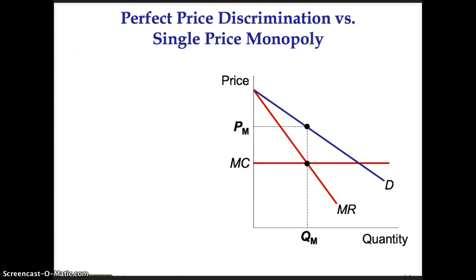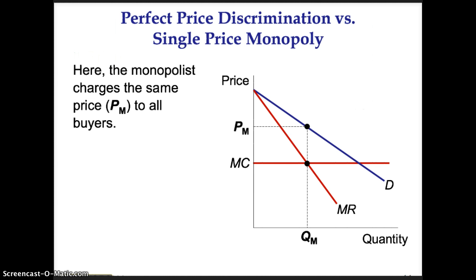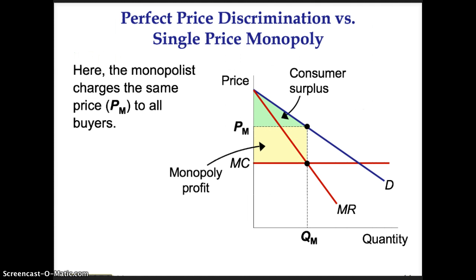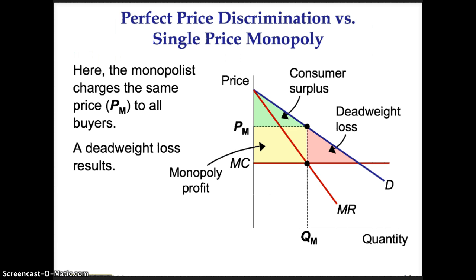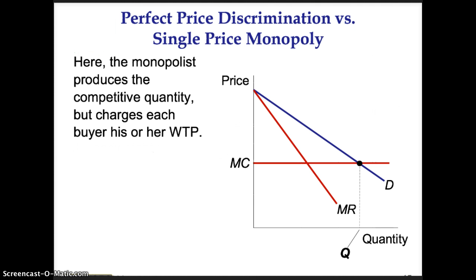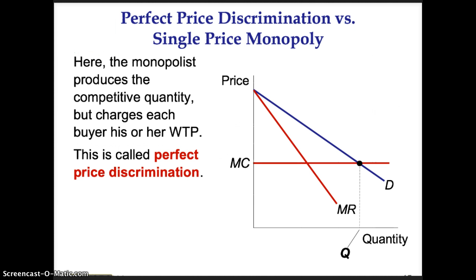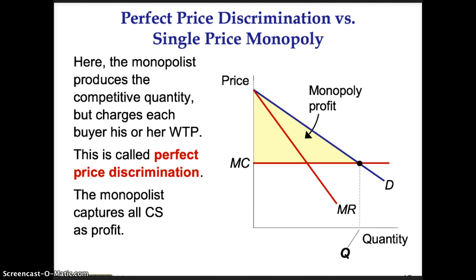Let's compare perfect price discrimination and a single price monopolist. Here, a monopolist charges the same price, PM, to all buyers and a deadweight loss results. Here, the monopolist produces a competitive quantity, but charges each customer his or her willingness to pay. This is called perfect price discrimination. The monopolist captures all consumer surplus as profit, but there is no deadweight loss.